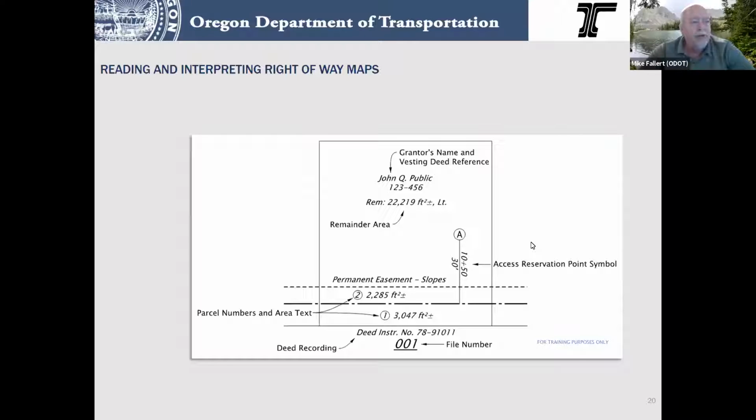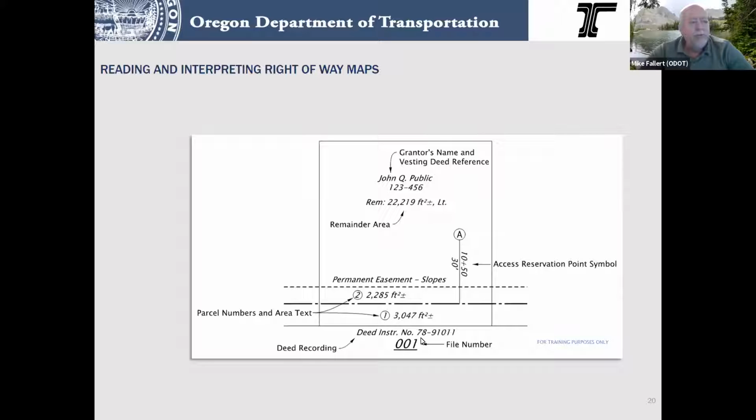This flag over here is called an access reservation, for when we have access control and we give them a reservation for a driveway or an access. It has the stationing and the width. And the flags only go to the right-of-way line. They don't go clear out to the center line. Permanent easement for slopes. All the permanent easements and temporary easements are labeled with exactly what they are.